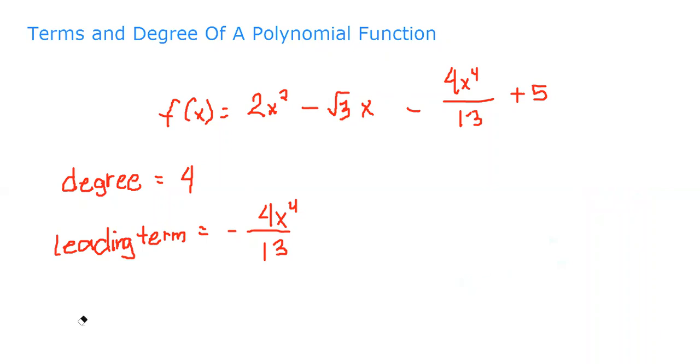Okay? Number, kaya nga sabing leading coefficient. So, nakita natin si degree, yung degree natin, the highest exponent is 4. Then, ang leading term natin is yung may highest exponent also, which is negative 4x raised to 4 over 13. Then, kapag kay leading coefficient naman, yung number na lang ng leading term ang ating kukuhanin. Leading coefficient.